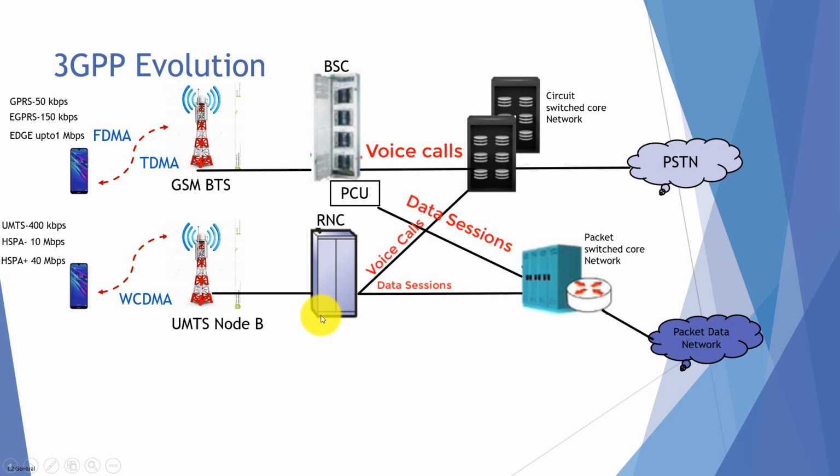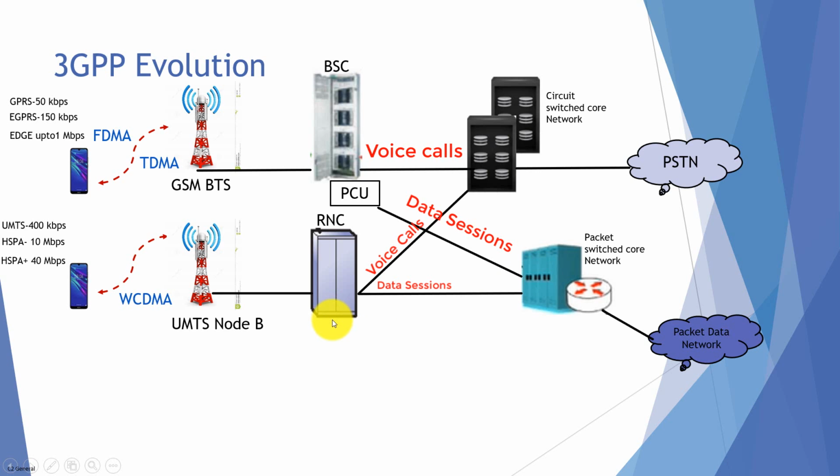Regarding the core network here, it is the same as the core in the 2G network, the same circuit switching and the same packet switching network. The RNC is the node element which deals with both circuit switching and packet switching core networks.